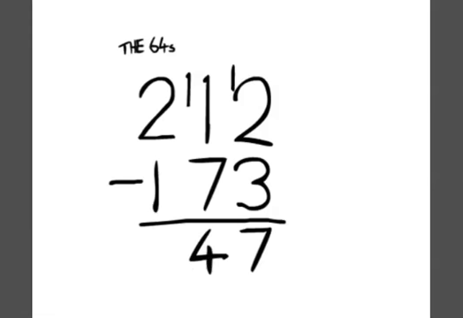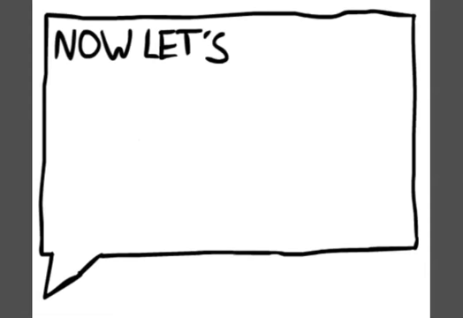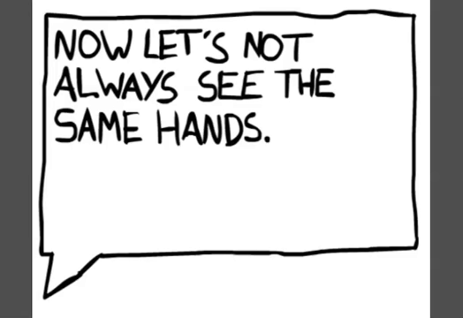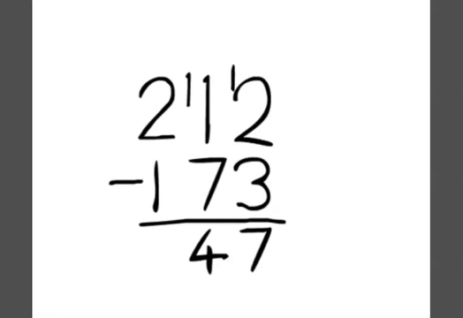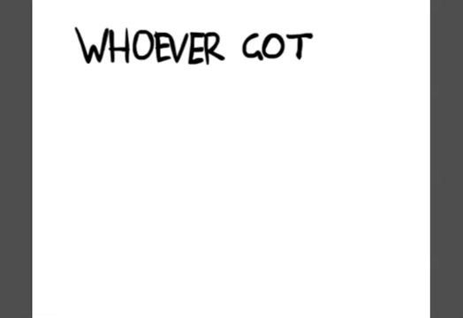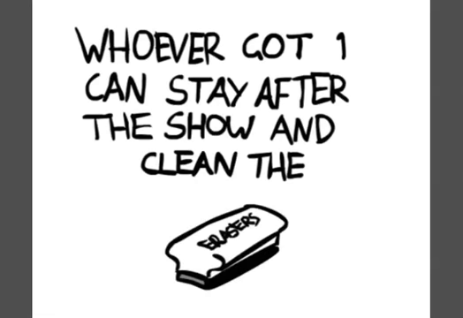Now go back to the 64s. You're left with 2, and you take away 1 from 2, and that leaves... Now let's not always see the same hands. 1, that's right. Whoever got 1 can stay after the show and clean the erasers.